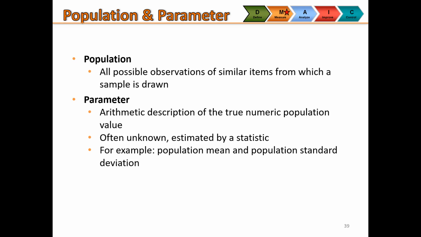And a parameter is the arithmetic description of a population value. It's often estimated by a statistic. All right. And a statistic is maybe the weight.